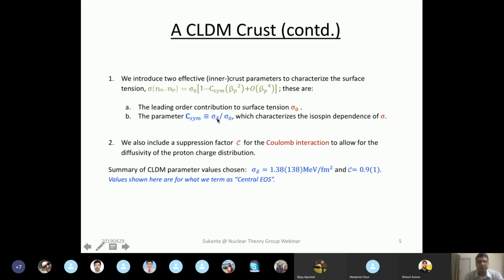So CLDM for us is characterized by sigma 0, sigma delta, but also this suppression factor in Coulomb interaction that I mentioned in the table a couple of slides ago, C, which is to allow for the diffusivity of the proton charge distribution. But to recap, the CLDM parameters, deviating from sigma 0, are characterized by sigma delta, which is about 1.38 megaelectron volts per fermi squared, and this Coulomb suppression factor of 0.9.